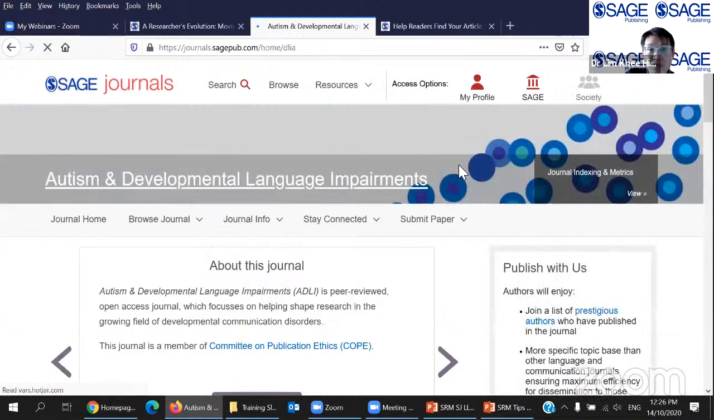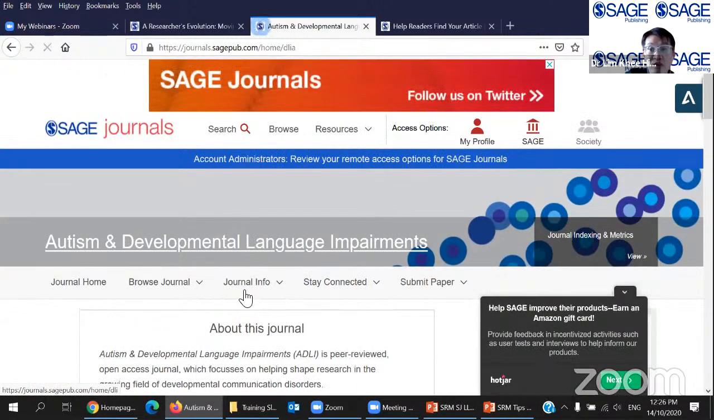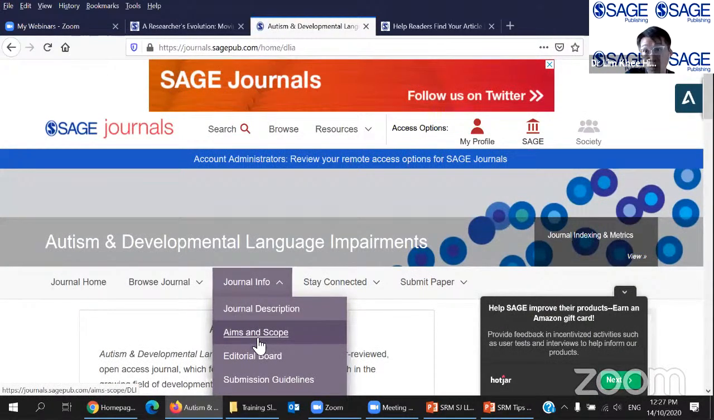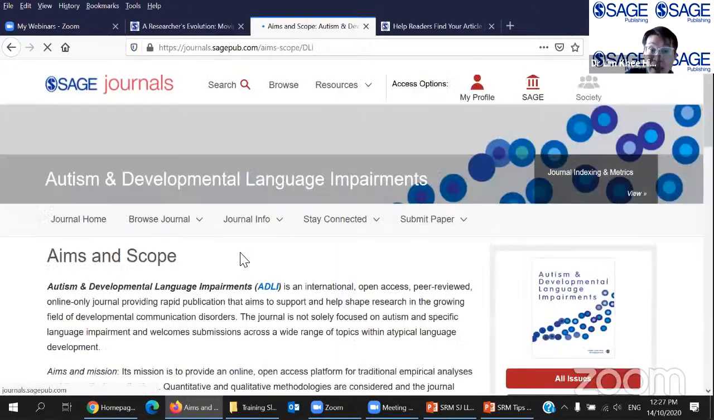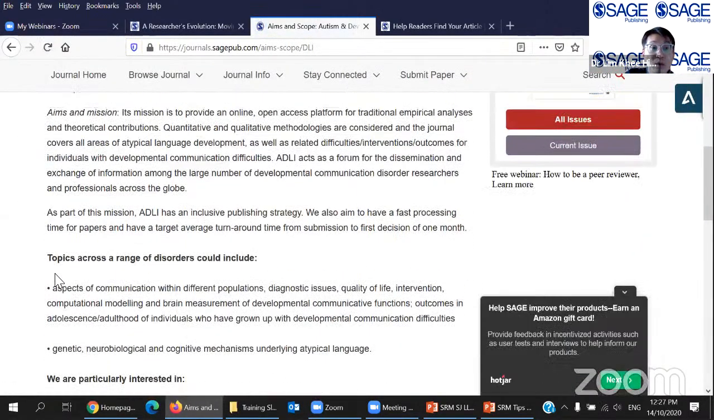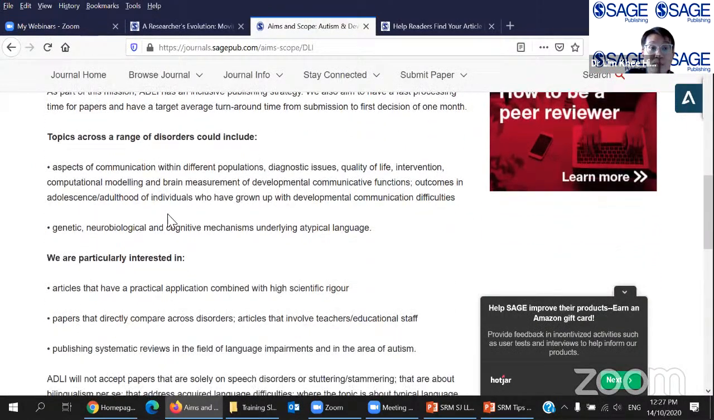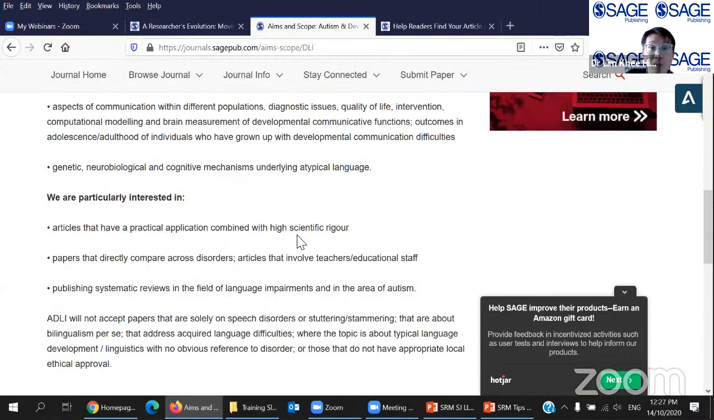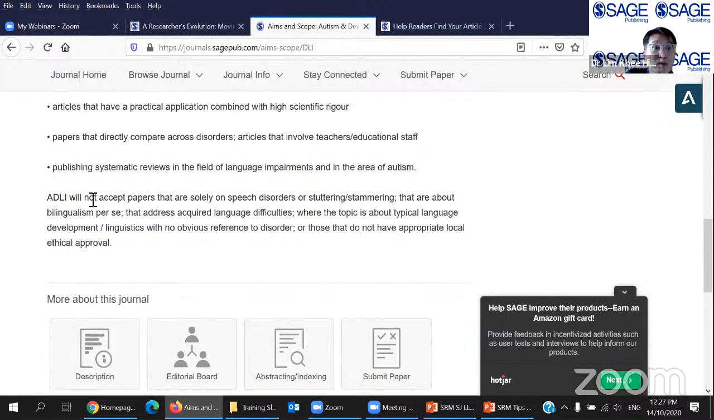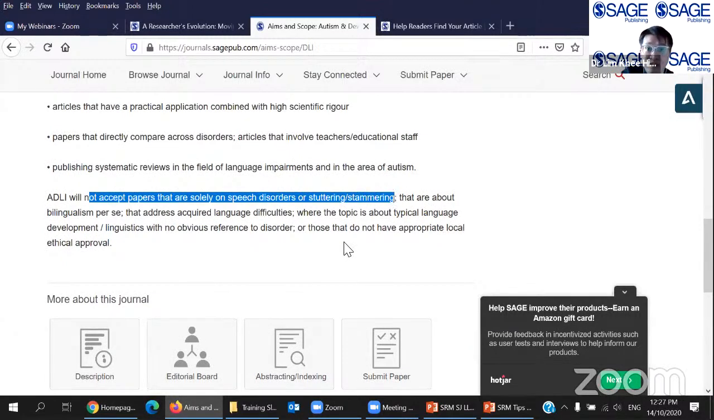Always remember, under this particular journal, under the journal information, there's always something called the aim and scope. And this is something that you must always read carefully. What are the scopes that they cover? You can see that they are particularly interested in articles on practical application, combined with high scientific rigor. They will tell you, we will not accept papers that are solely on speech disorder of stuttering or stammering, right? About bilingualism per se, they address acquired language difficulties where the topic is about typical language development, linguistic, and so on. So you have to read this very carefully.